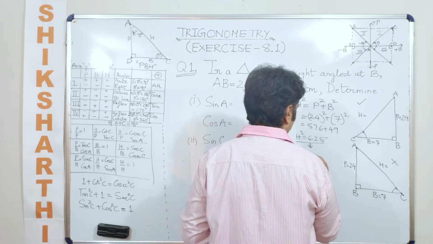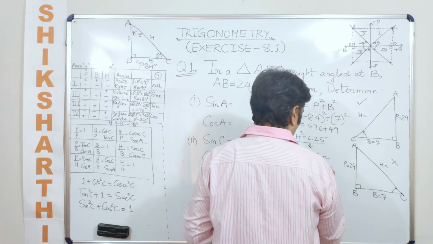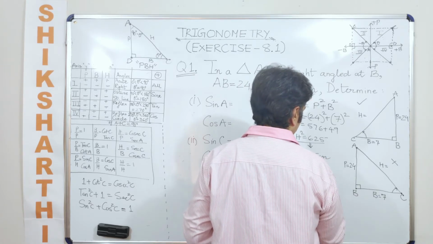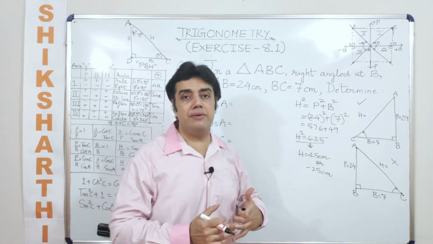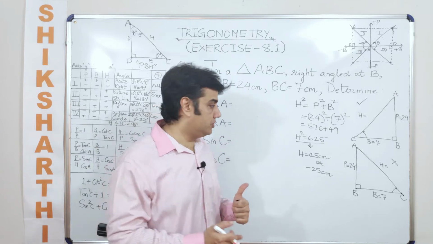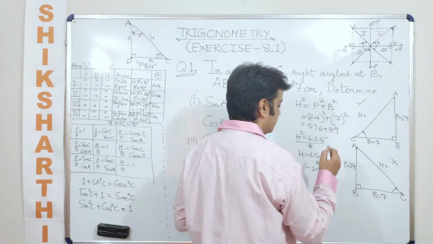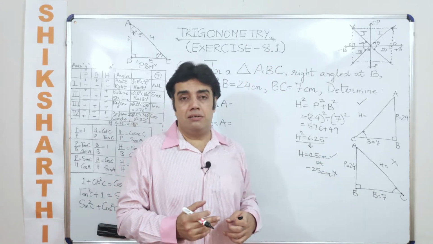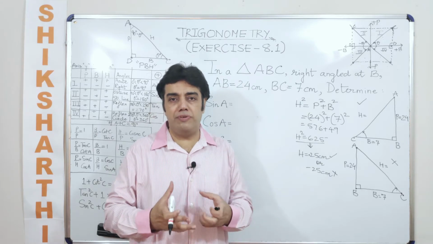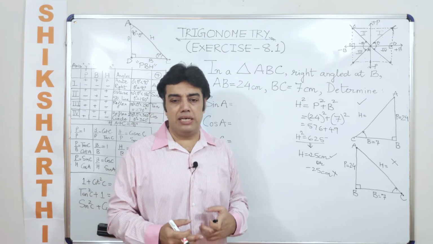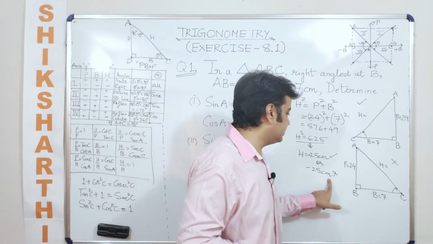One value of H that you get is plus 25 centimeter, or you get the value of H as minus 25 centimeters. Now the length can never be negative, which is why we are considering only this value and we are not considering the other value, because the length is always positive. You're talking about weighing something, measuring something. It can never be negative. It has to be positive only. So which is why we are ruling out the second case.